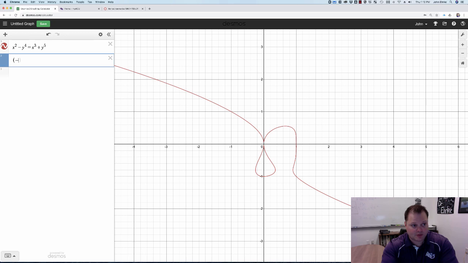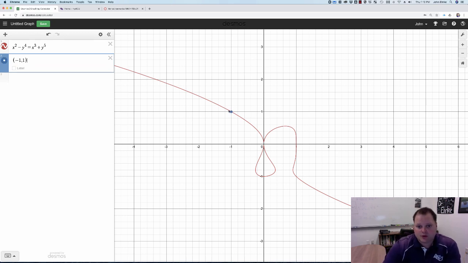So let's see, I'm interested in the point negative 1, 1. So we're interested right here. Our objective in this problem is to find the slope at this point. So what is the slope along the curve at this point?